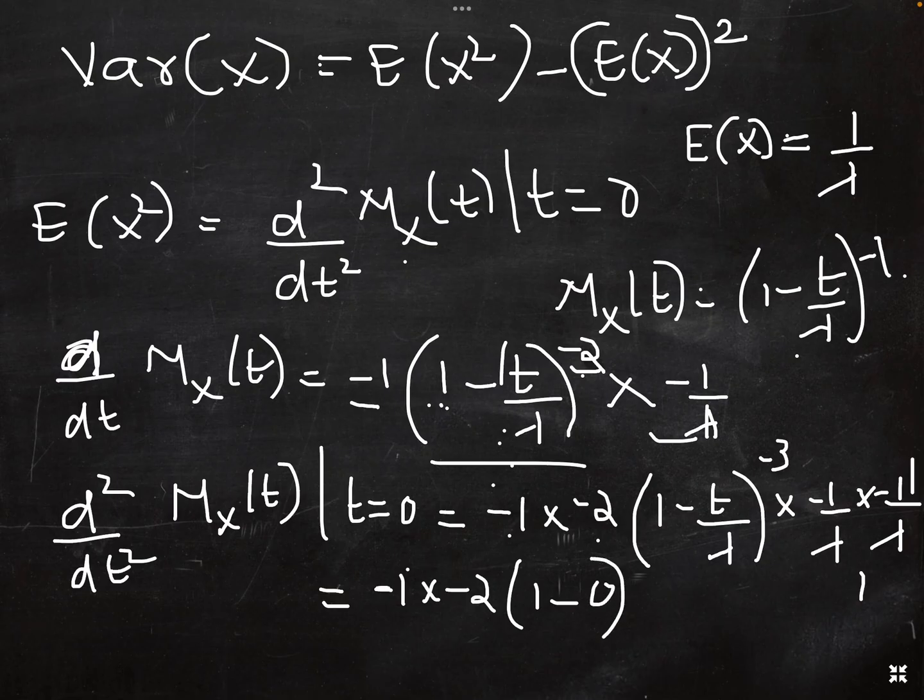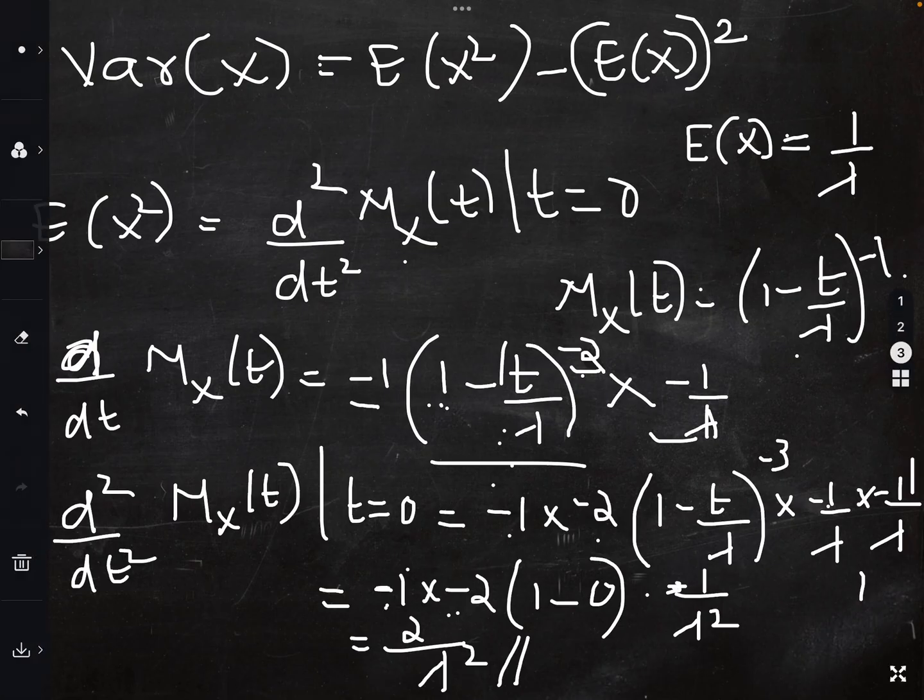Into minus 1 by lambda into minus 1 by lambda, that is 1 by lambda square. So we get minus 1 into minus 2, that is 2, into 1 by lambda square. Okay, so we get 2 by lambda square. So the expectation of X square is 2 by lambda square.